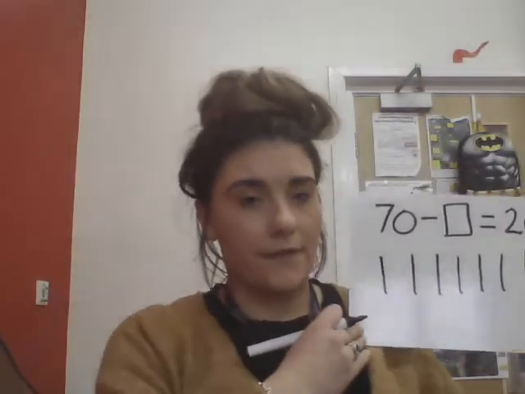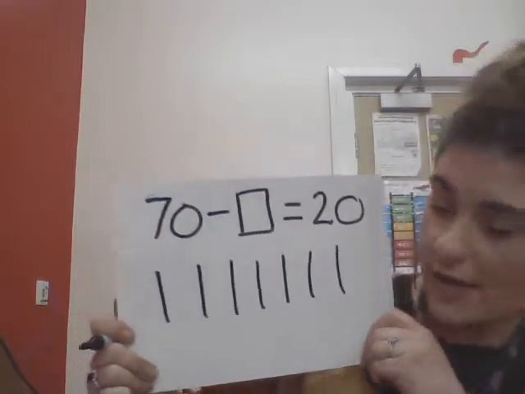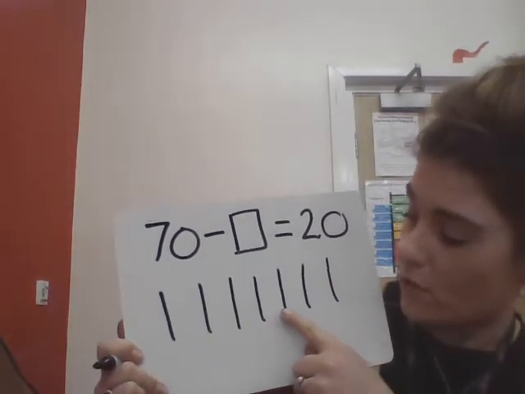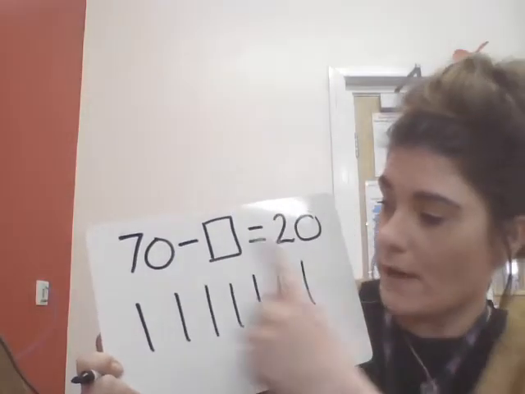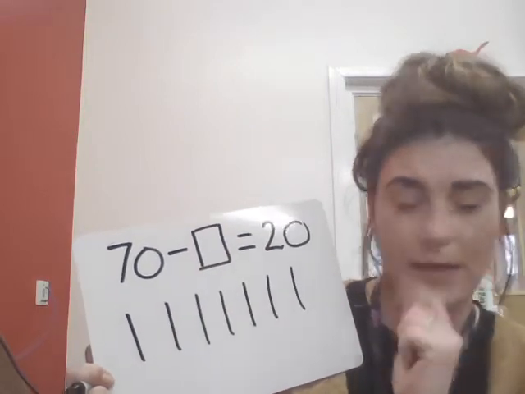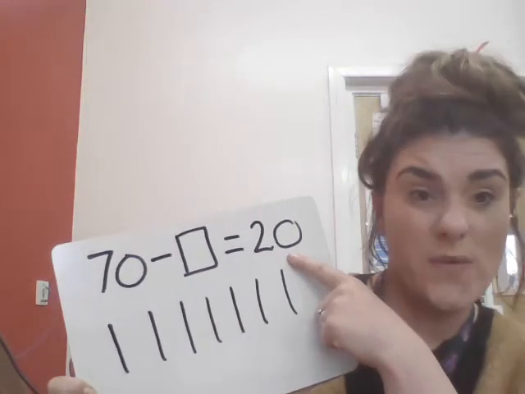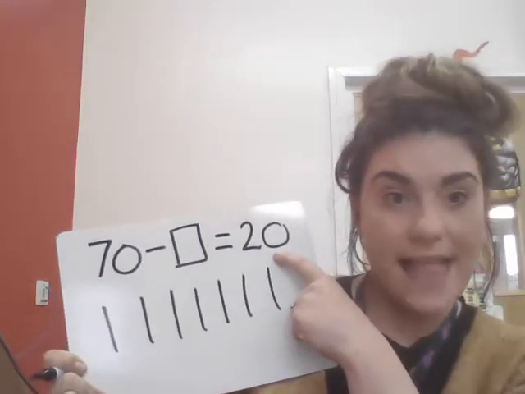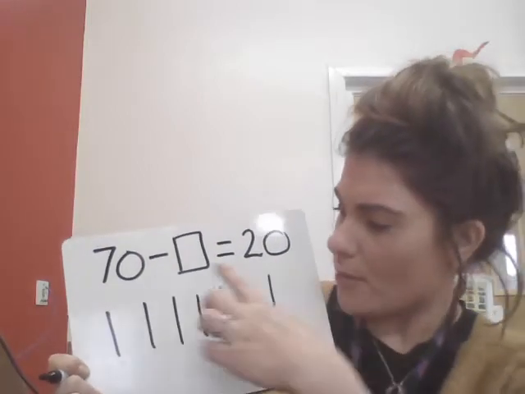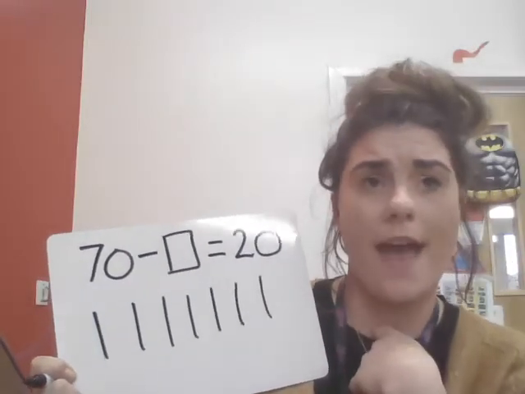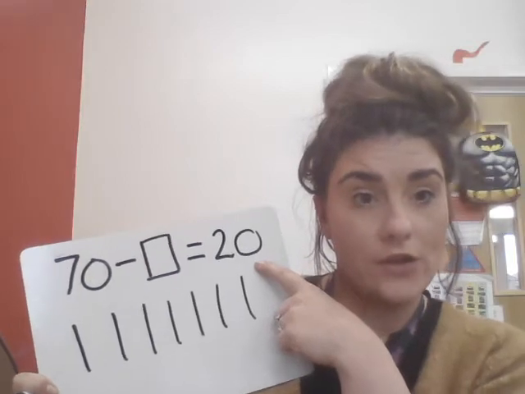So I should have, see there? We should have 10, 20, 30, 40, 50, 60, 70. So that was my total that I started with. And then I know that in the end, my answer, I'm left with 20. But I want to know how many I took away to be left with 20.